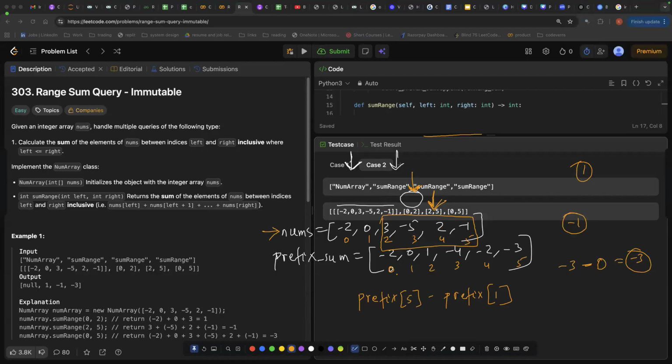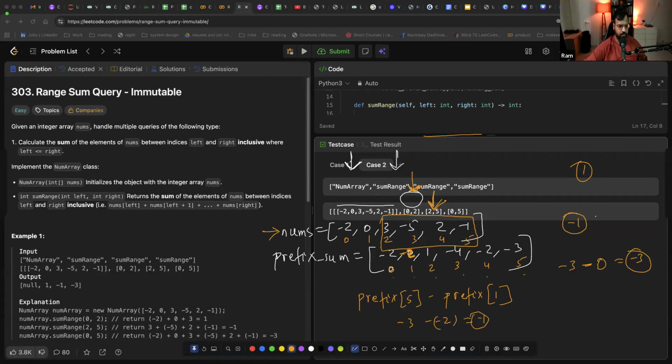I think prefix of 5 means 0, 3, 1, 2, 3, 4, 5. Prefix of 5 is -3 minus prefix of 1, which is 0. This should be -2. Sorry. So 3 minus -2 is equal to -1. So we are getting -1. Sorry, calculation mistake.